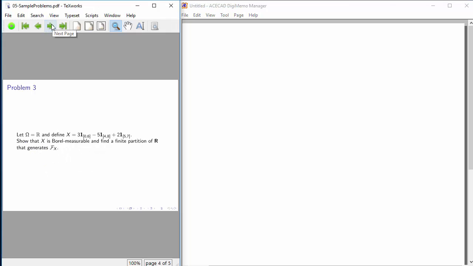So let's move on to problem 3. Very similar to problem 2, only now the sample space is R. And we're playing a game where the payoff is $3 if the random number is in between 0 and 6, minus $5 if it's between 4 and 8, plus $2 if it's between 5 and 7. And what I want to do is, again, to write this as a sum of indicator functions for sets in a partition.